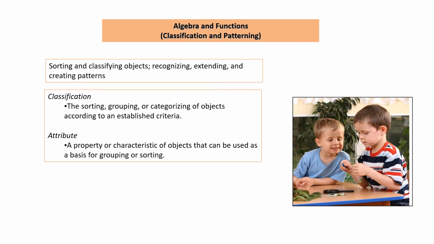And then algebra and functions, classification and patterning, so sorting and classifying objects, recognizing and extending and creating patterns. And so classification is the sorting, grouping, or categorizing of objects according to an established criteria. An attribute is a property or characteristic of objects that can be used as a basis for grouping or sorting those objects.